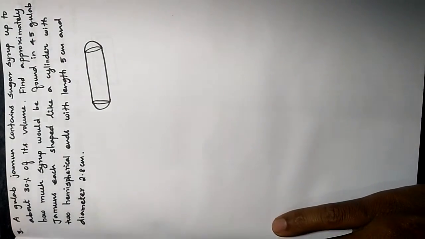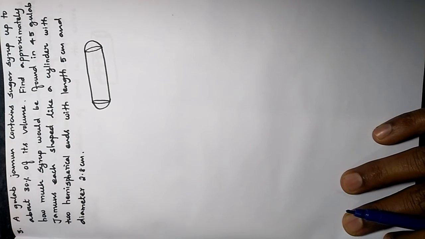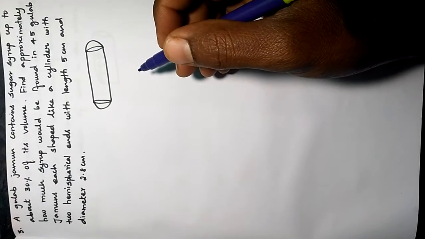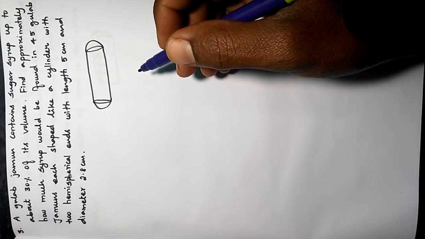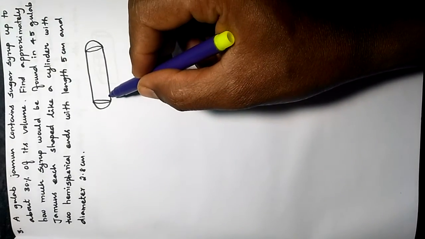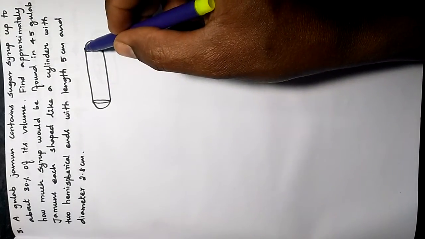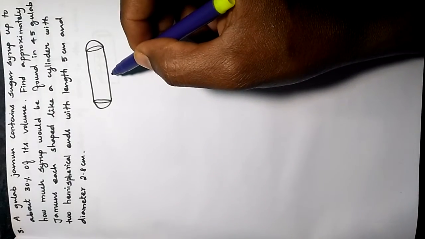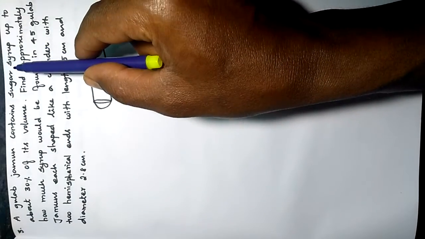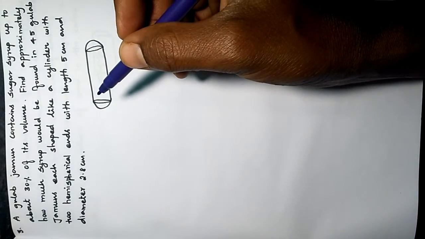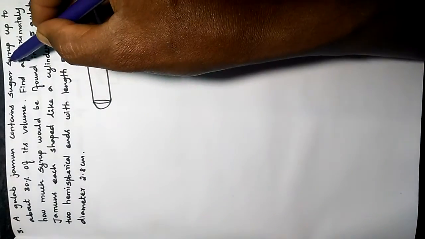Okay, so we have question number 3. A gulab jamun contains sugar syrup up to about 30% of its volume. So one gulab jamun, and the gulab jamun shape is also given like this only, one cylinder and both sides hemisphere shape. So this is the gulab jamun diagram, and they said in the question a gulab jamun contains sugar syrup up to about 30% of its volume. In that volume 30% is that sugar syrup.